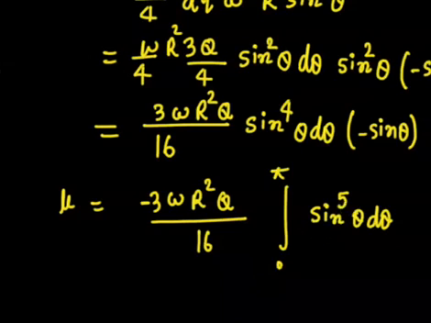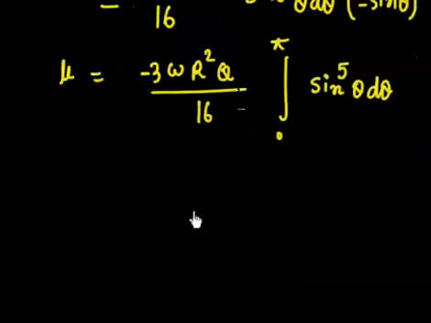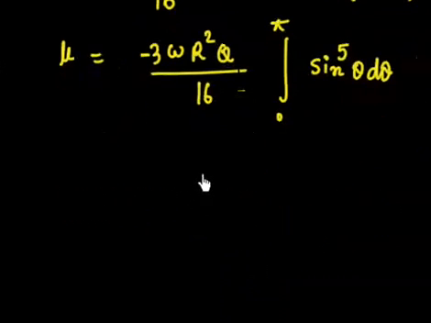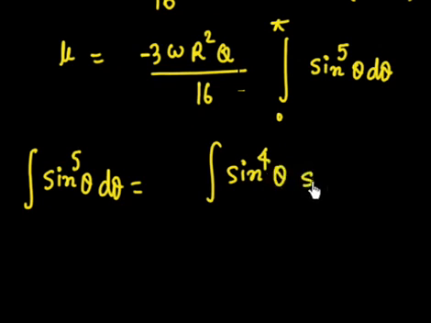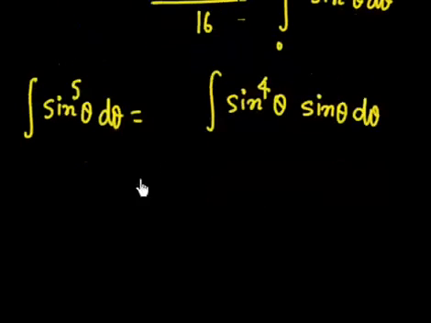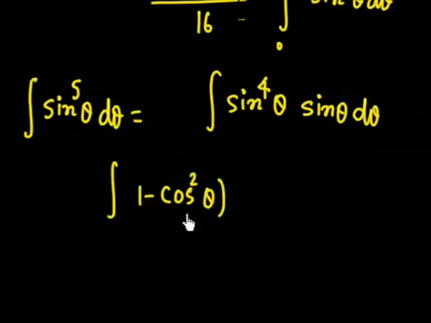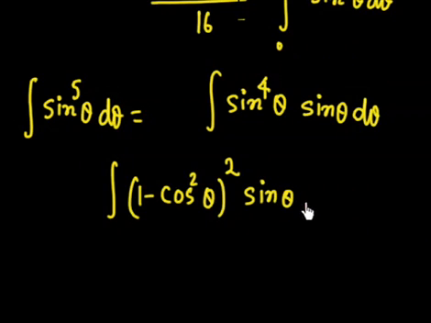Now integration, we have to integrate this one. So let us integrate sin 5 theta d theta separately. So how will you proceed? Let us say you take sin 4 theta, now this is completely mathematics, into sin theta d theta. And now I can write sin 4 theta as 1 minus cos square theta whole square. So 1 minus cos square theta whole square sin theta d theta.